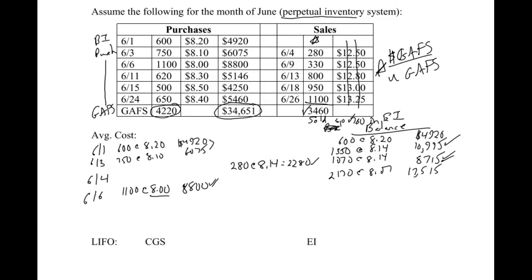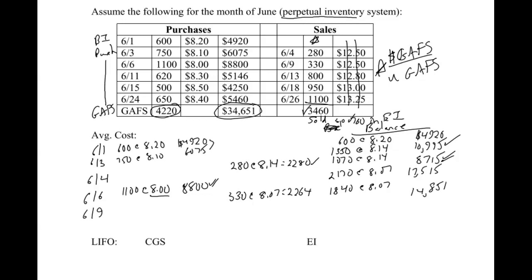Okay, and then let's do one more sale. So on June 9th, we sold 330. And so that would be at the $8.07. So that works out to be 2,264. All right, and that means we now have 1,840 units, still at the $8.07, and that's going to be 14,851.